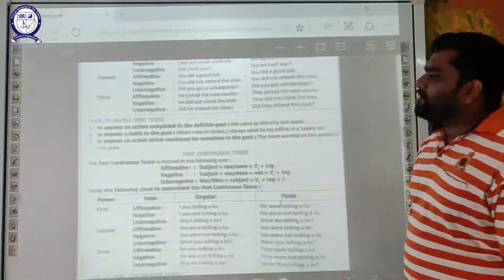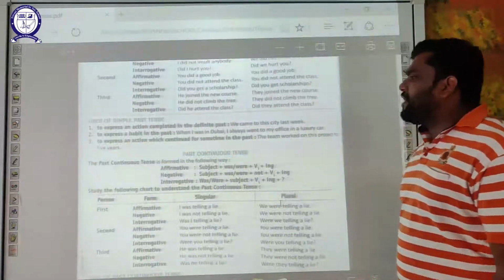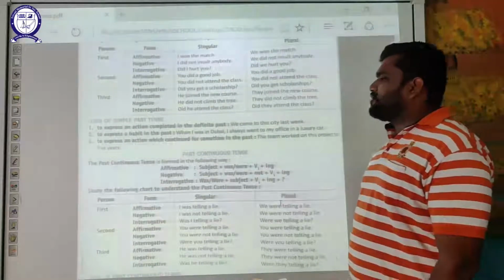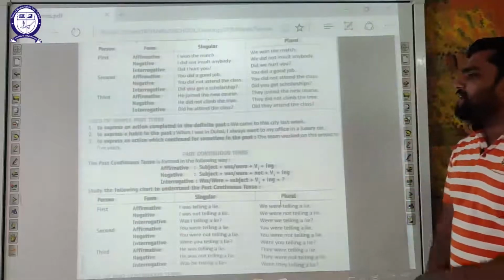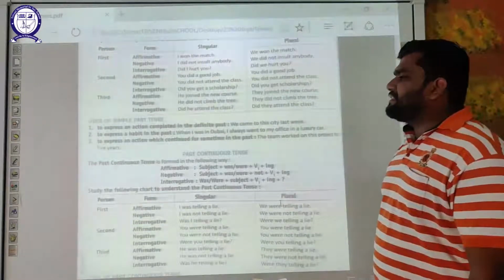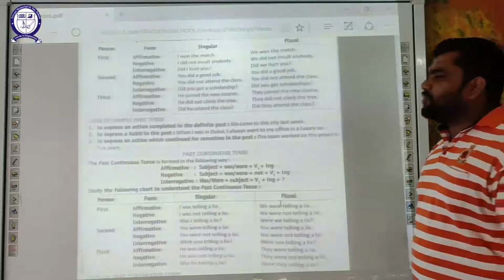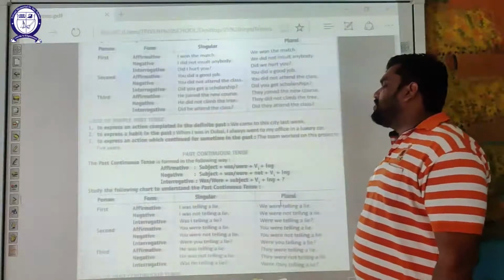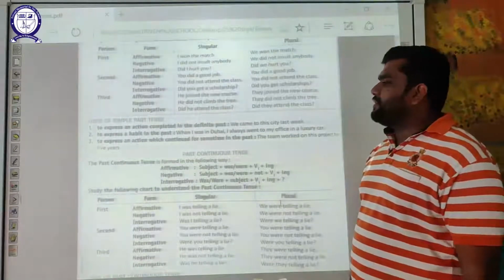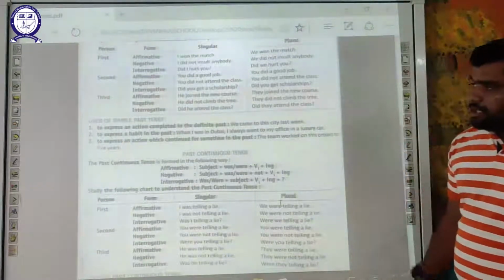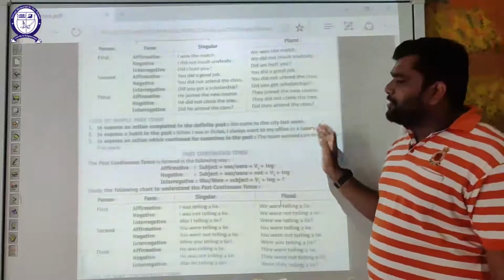Now we should look at where to use them. To express an action completed in the indefinite past: we came to this city last week. To express a habit in the past: when I was in Dubai, I always went to my office in a luxury car. To express an action which continued for some time in the past: the team worked on this project for 5 years. Okay. So this is your simple past.